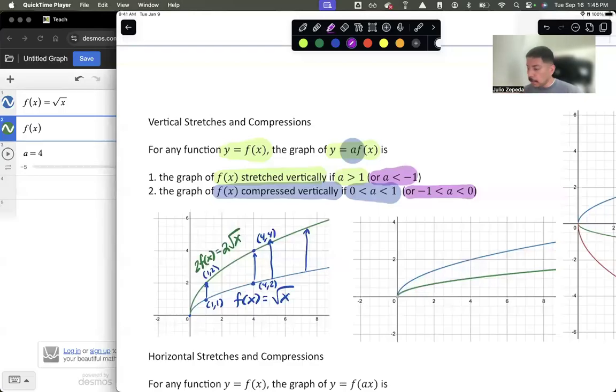Okay, so let's go ahead and see. f of x is equal to the square root of x.